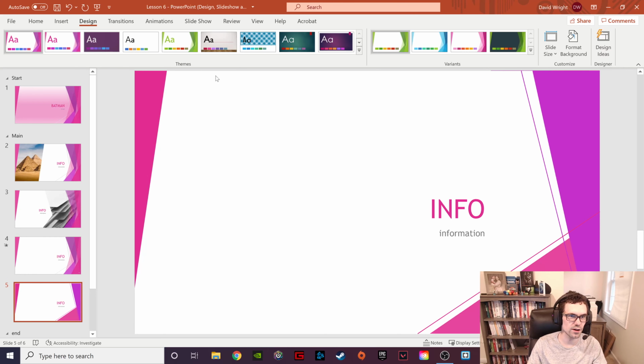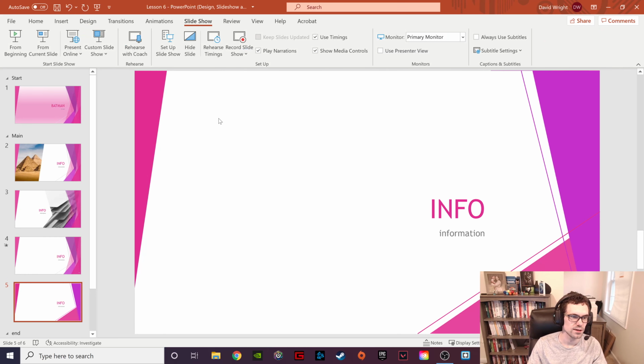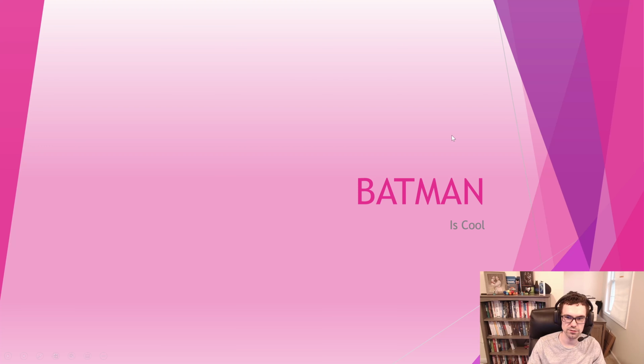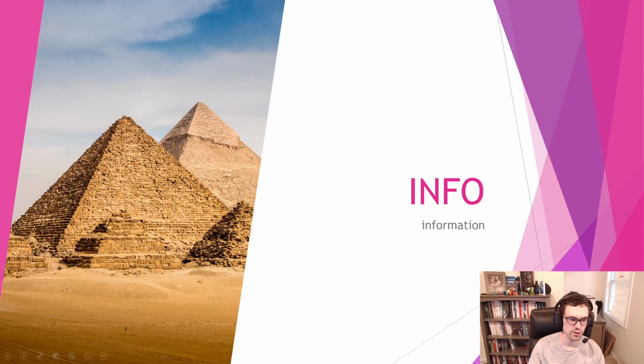All right, moving on to the Slideshow tab. So obviously you can present this slideshow from the beginning of the slideshow. That's what it looks like. And then press the arrow keys and go back and forth. Or you can use the on-screen controls here.